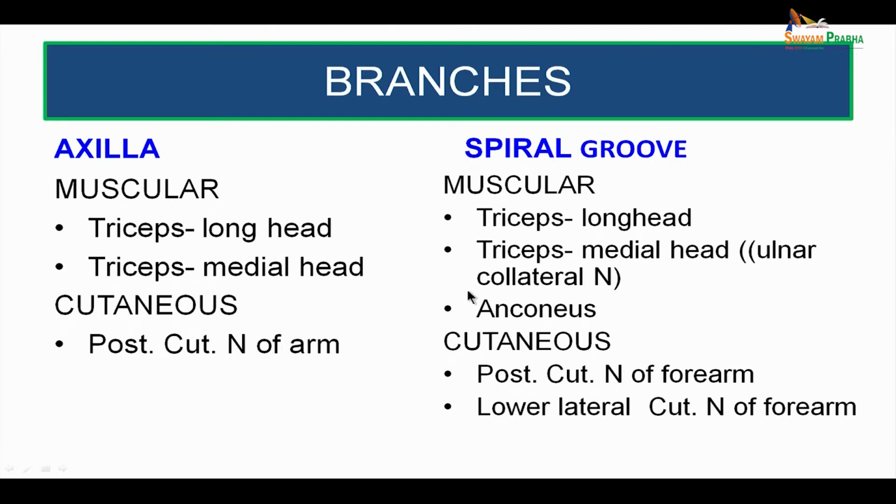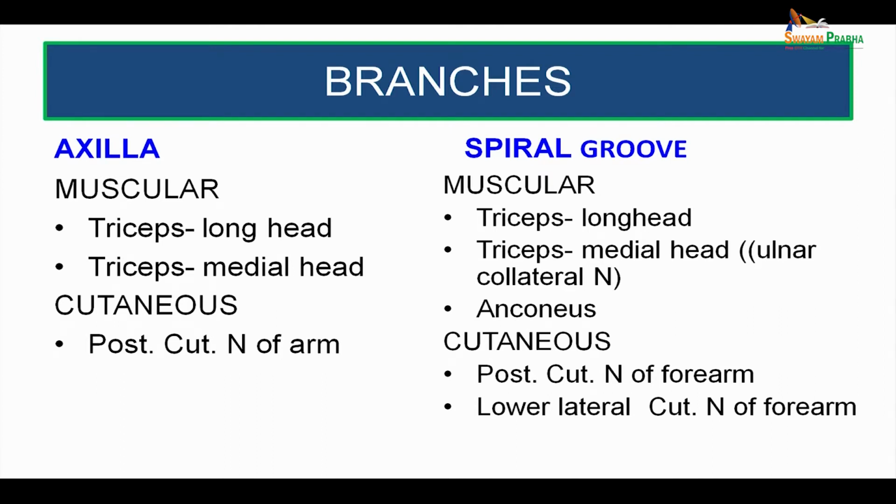Coming on to the spiral groove, it gives off muscular as well as cutaneous branches. Muscular branches are to the long head of triceps and to the medial head of triceps. The nerve to the medial head of triceps lies in close relation to the ulnar nerve and is also referred to as the ulnar collateral nerve. The nerve to the medial head passes through the muscle and thereafter supplies the anconeus muscle.